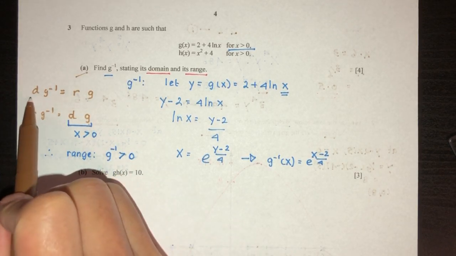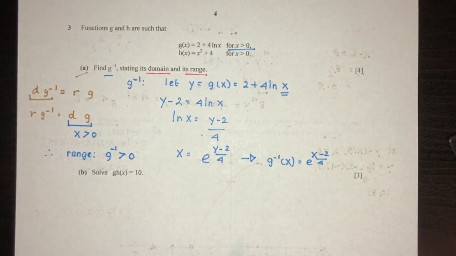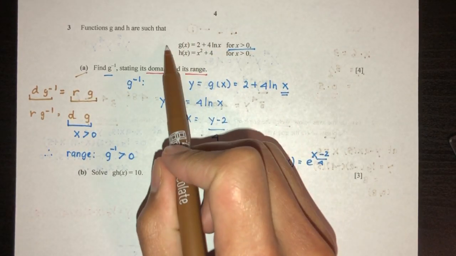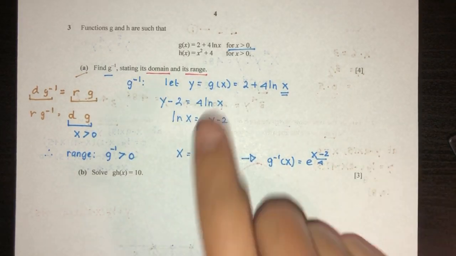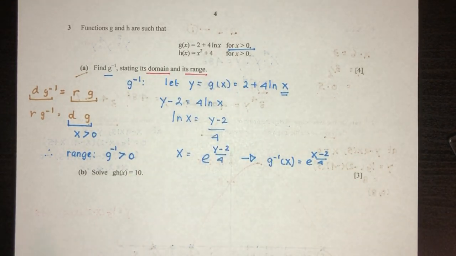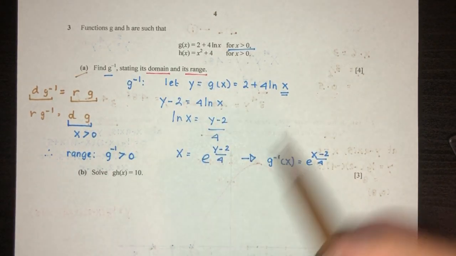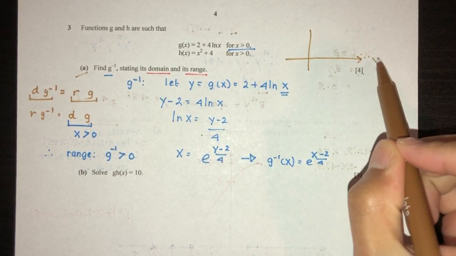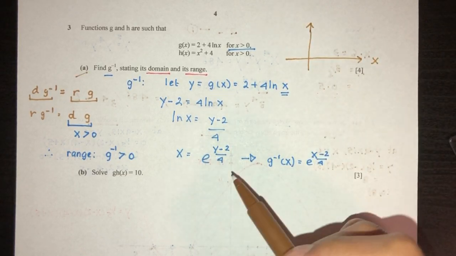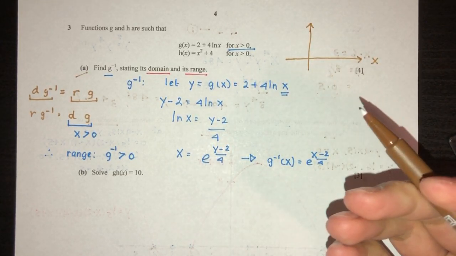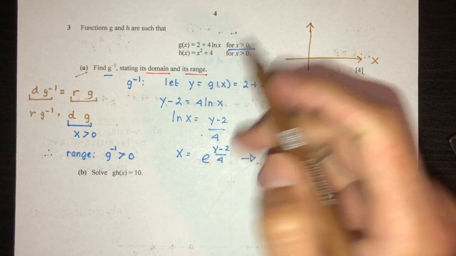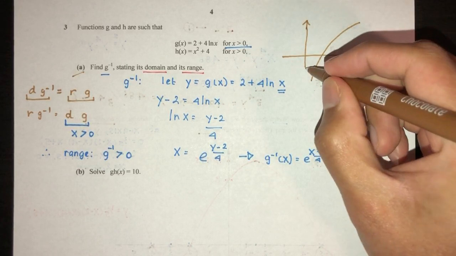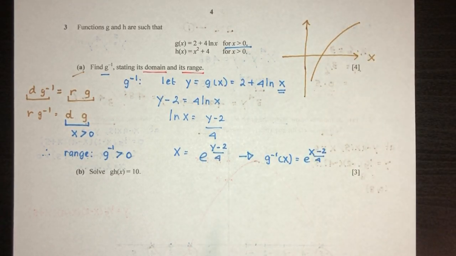Now we have to find the domain of g inverse of x. The domain is the range of g of x. So you look at the graph of g of x. It is always easier if you know the shape of this graph. Let's say we have your graph right here. This is your x and this is your y. The main thing you need to know here is the shape of this graph. It will look something like this, and it will never touch this line.